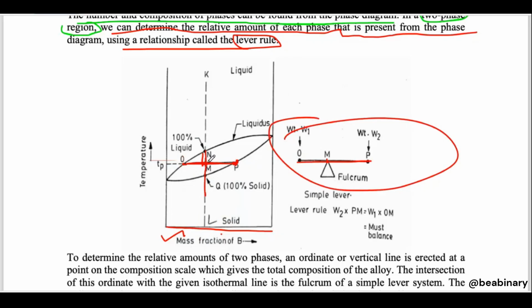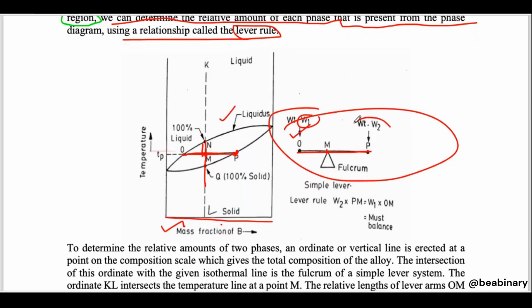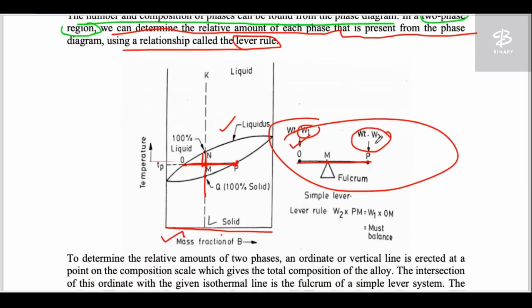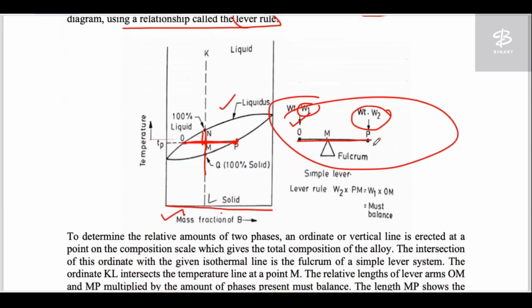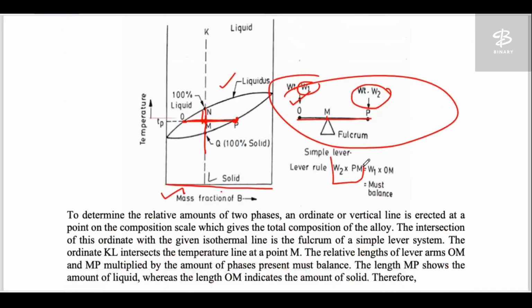Once you have defined the fulcrum, you can easily calculate the value. What is the simple rule? This is your weight 1, whatever the thing is, liquid, and weight 2, or you can say whatever the composition A or B. Once we have defined that, now the multiplication: W2 into PM.